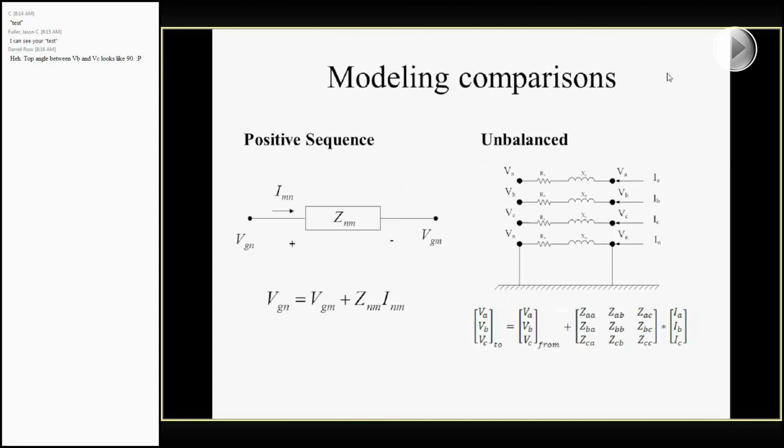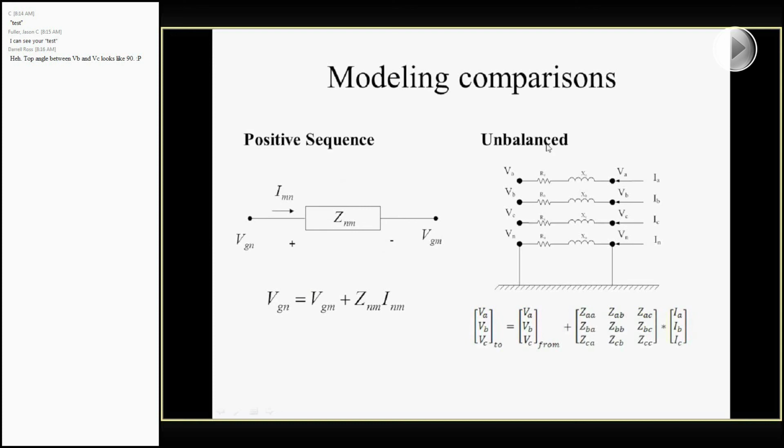So just kind of a comparison of the model. I mentioned how a typical transmission line is done with just a single complex number for an impedance, and that's what we have here on the left-hand side, the positive sequence model. So you'll have your voltage on the from side, your voltage on the to side, and then just a single impedance and the current that flows through that line.